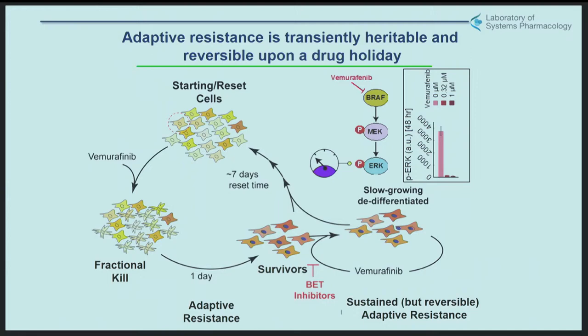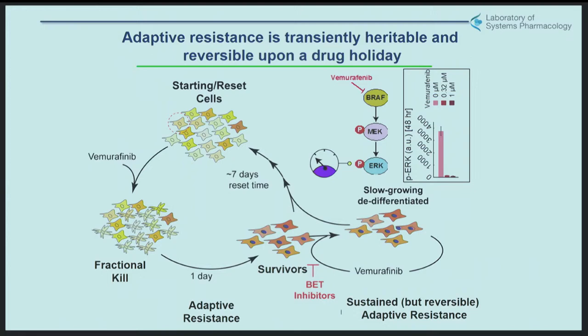If you keep the drug around, you can actually grow these surviving cells. They divide extremely slowly, about five times more slowly than the starting population. You can keep them around, actually, for months. And then if you decide to go on holiday and you take the drug away, in 7 to 9 days, they'll actually revert back to the starting condition. And they're indistinguishable both in terms of phenotype with respect to drug response and in terms of transcript profile. So you have this transiently heritable adapted phenotype that Neil and his colleagues first described.